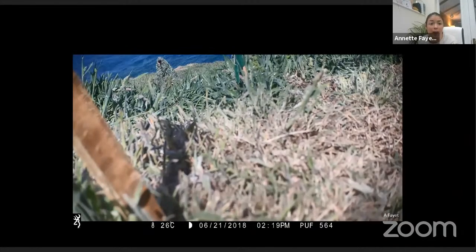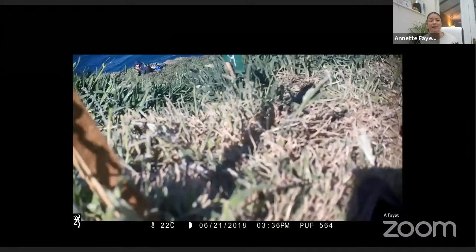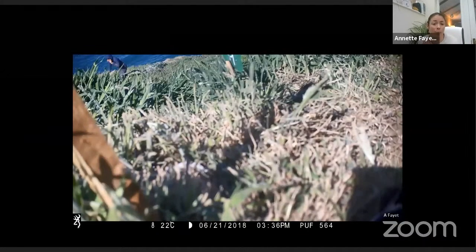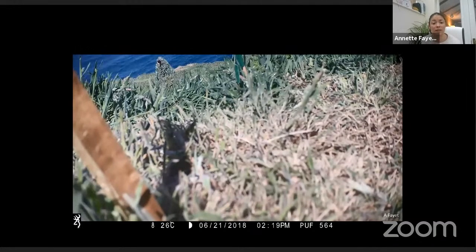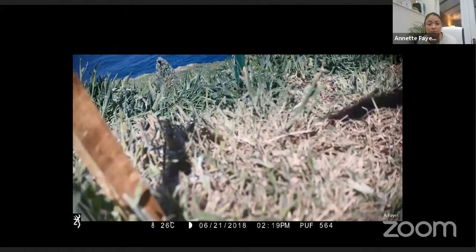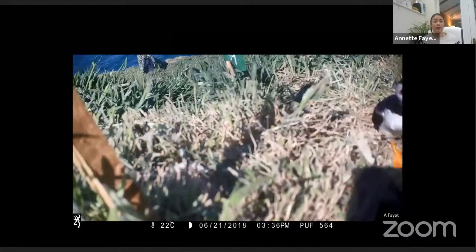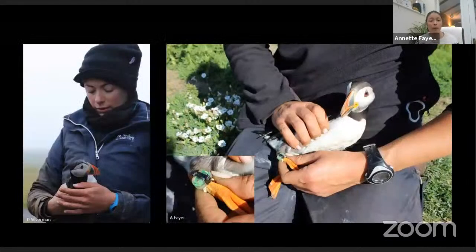But when they come back, I have to be very quick to get to the nest, because they might only stay for a minute or so or less feeding the chick in the burrow. So I've got to get there before they leave again. But anyway, once you've got the puffin, you can then deploy the geolocator or retrieve the geolocator and download the data that tells you where it's been.